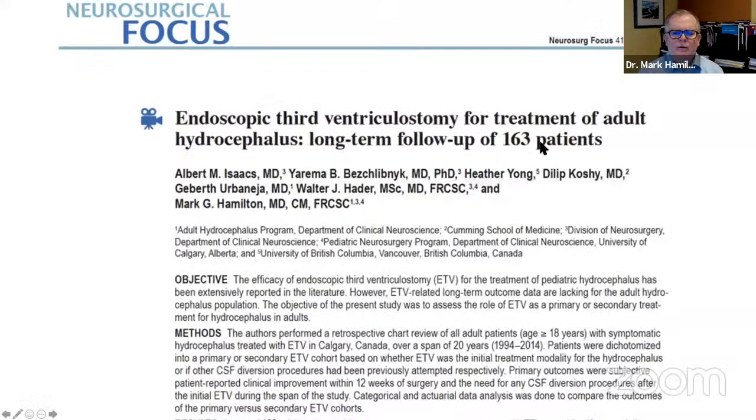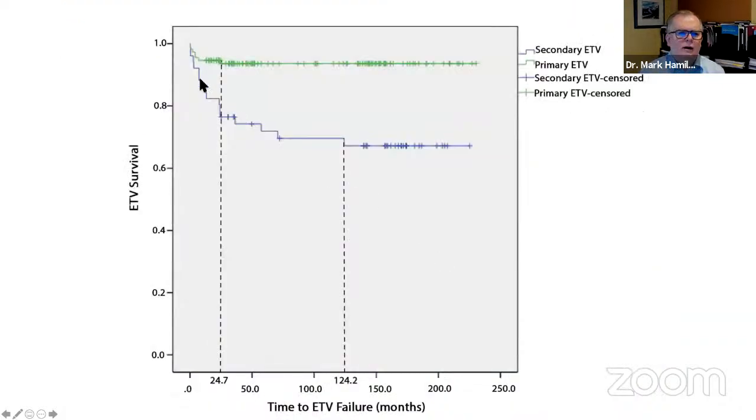This is one paper we published in 2016, looking at long-term follow-up of 163 adult patients. So I do about 25 to 30 ETVs a year for this population, and it's very useful and saves them from a shunt. And we also give them the information that even with treatment with an ETV, they need long-term follow-up.